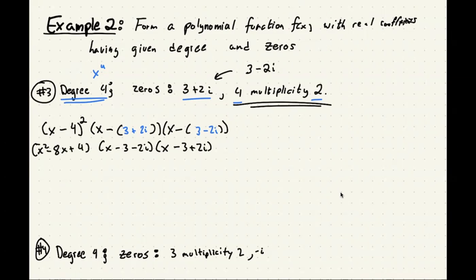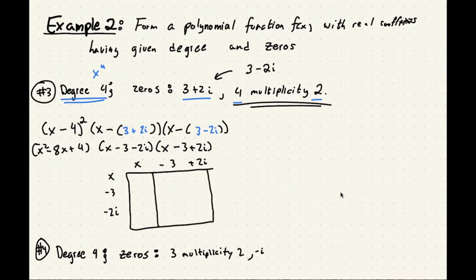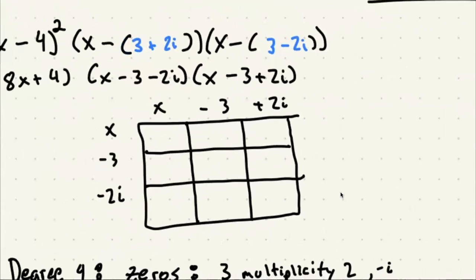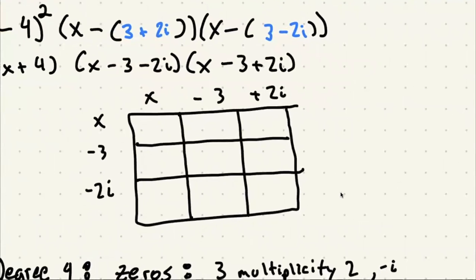All right. And so to find out what this equals when we multiply, we've got to do the box method. So I'm going to have x minus 3 minus 2i, x minus 3 plus 2i. With all these problems, the conjugate pairs make sure that we get rid of the i as part of our answer, okay? So if you end up with i as part of your polynomial, you probably messed up somewhere, and you're going to want to double check your work.